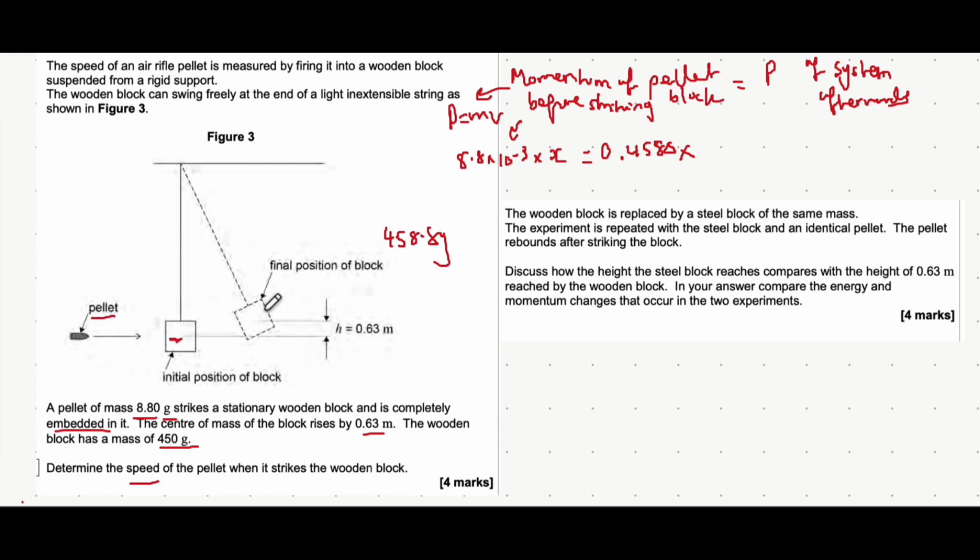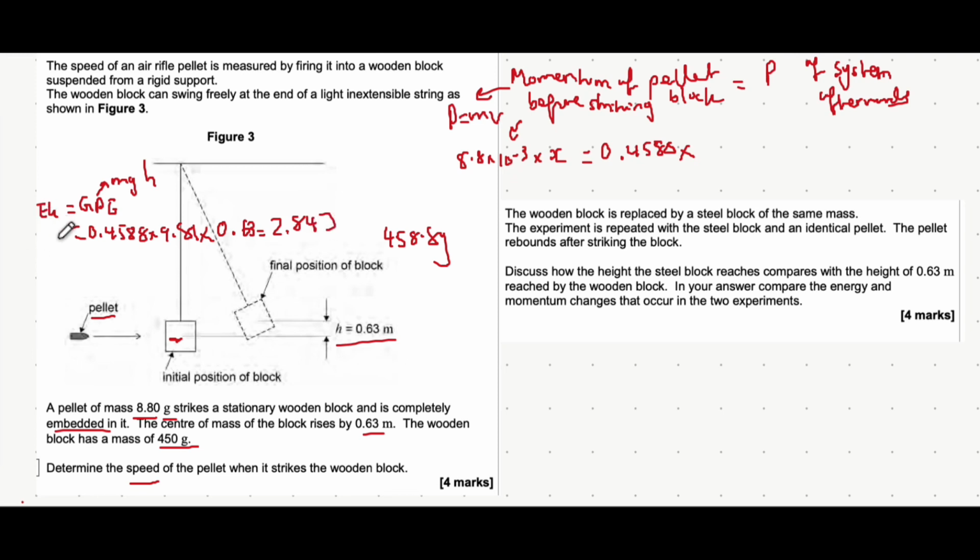Now, how do you find that velocity that it moves up with? Well, that's where we actually use the conservation of energy, and that's what makes this question a lot more difficult than it looks. What we can say is that the kinetic energy that the pellet and the block gain when the pellet strikes into the block becomes equal to the gravitational potential energy that the pellet and block then move up with, and that's why it's giving you that height. Gravitational potential energy, we know, is mgh, and we know the mass of the whole system is 0.4588. You multiply that by g, which is 9.81, and you multiply that by the height that it moves up, 0.63, and that's equal to 2.84 joules.